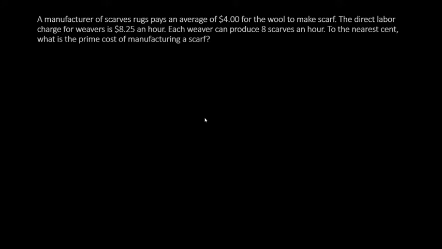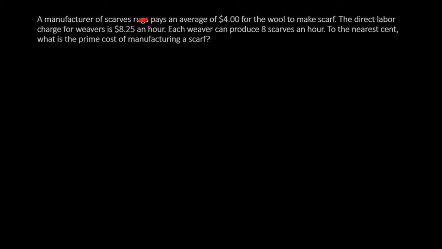So let's take a look at an example that's going to ask us to figure out prime cost of manufacturing. Let's say we have a manufacturer of scarves who pays an average of $4 for the wool to make a scarf. The direct labor charge for the scarf weaver is $8.25, and each weaver can produce 8 scarves an hour. So to the nearest cent, what is the prime cost of manufacturing a scarf?